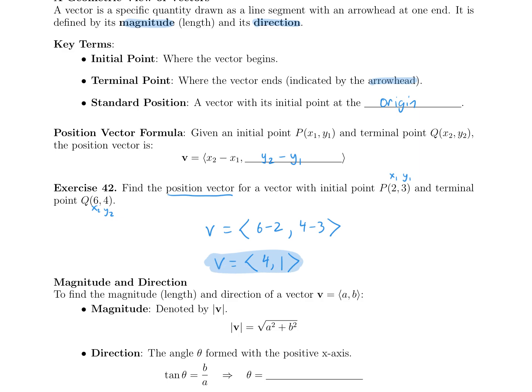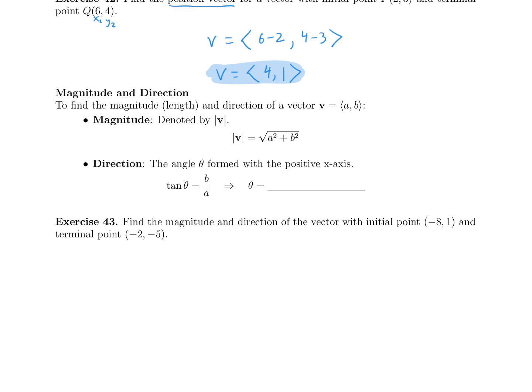Okay, now we're going to find magnitude and direction of the vector. And for that, they give us two formulas. The first formula will be the magnitude. It's just the square root of a squared plus b squared. And the way you notate the magnitude is with those absolute value symbol bars on the side. And to find the direction, it's the same formula we've been using throughout this chapter. Tangent theta is equal to the y over the x or the b over a. And so theta is going to be the inverse tan of b over a.